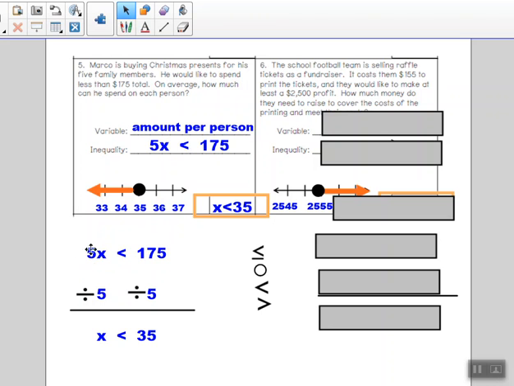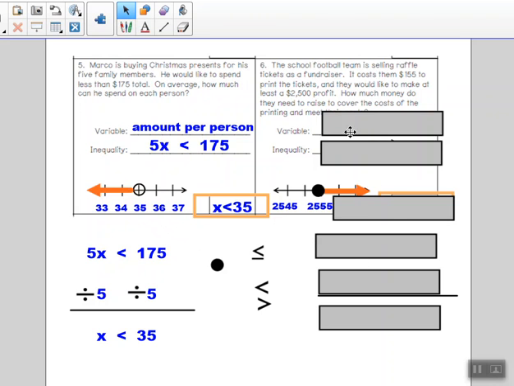Now down here, I solved that. I got the variable by myself by dividing by 5 on both sides. And I figured out that he really can spend up to 35 bucks per person. Actually, he needs to spend less than 35 bucks per person, because if he spends 35 bucks per person, he ends up spending more than he needs to, which I just realized I made a mistake. This should be an open dot right there because he does not want to spend 35 per person. He wants to spend less than that. So that's what number 5 looks like.